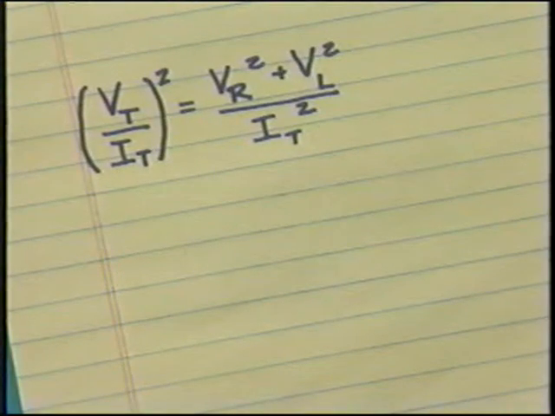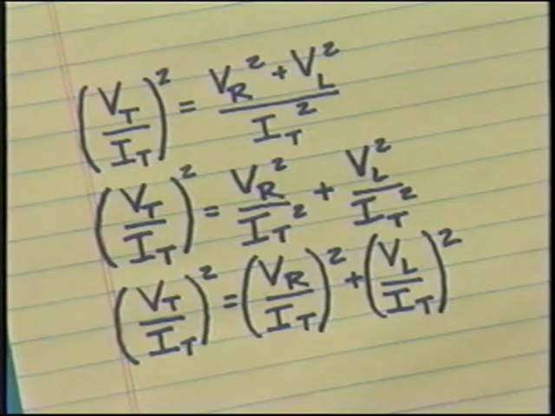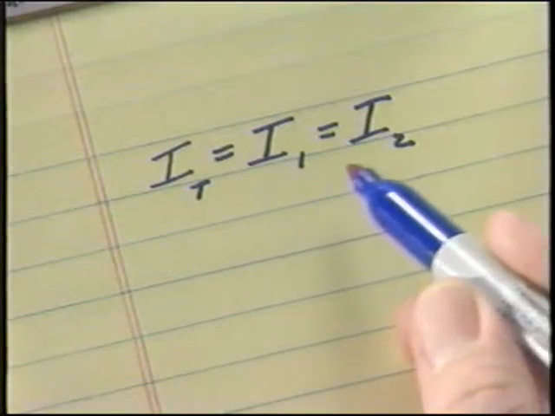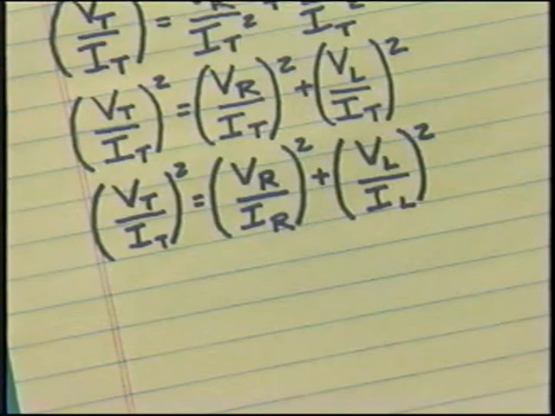Now, the right side of the equation reads V sub r squared plus V sub l squared, divided by I sub t squared. Because there is a common denominator on the right side, rewrite it as V sub r squared divided by I sub t squared, plus V sub l squared divided by I sub t squared. Now add parentheses on the right, indicating that each quantity is squared. Since the current is the same throughout a series circuit, the I sub t's on the right can be freely replaced with I sub r and I sub l respectively.